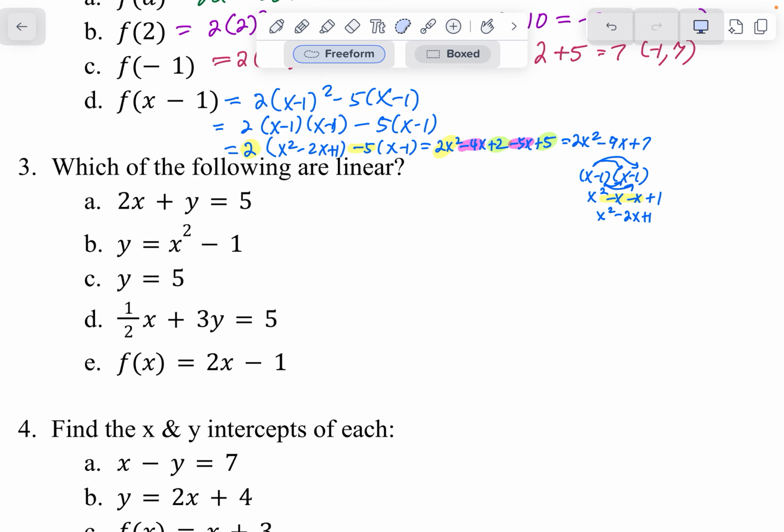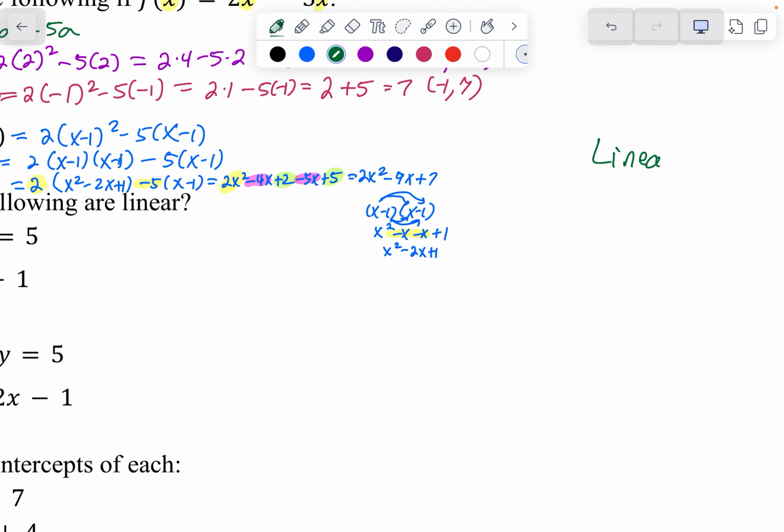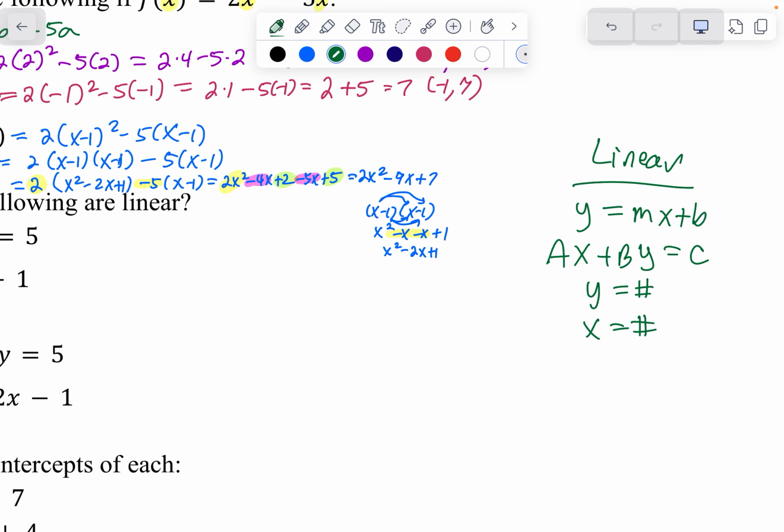So let me give you something you can study a little bit on the side here. Linear equations will either be able to be put into y equals mx plus b. That's one way you'll see them. You'll see them in standard form, ax plus by equals c, where a, b, c are just real numbers of some sort. It could be y equals a number. It could be x equals a number. So those are the most common types.